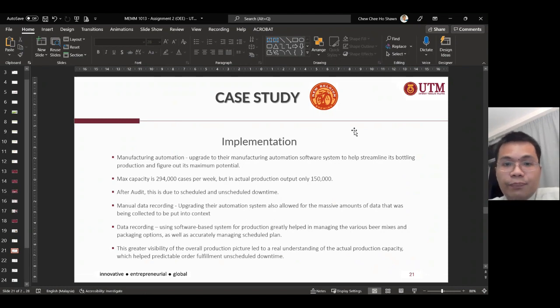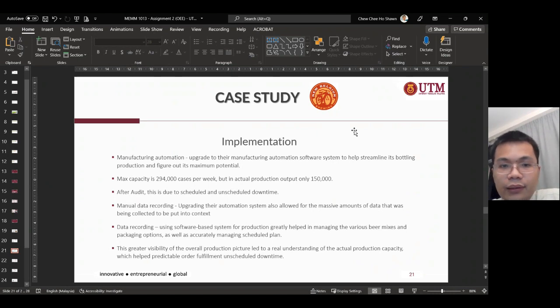Coming to the implementation part, the first thing was they needed to make the production line stable. So they implemented manufacturing automation software and a system to ensure that the cycle time is stable and can be estimated. Based on this stable cycle time, they could come up with the maximum potential for the system. So here is the figure.